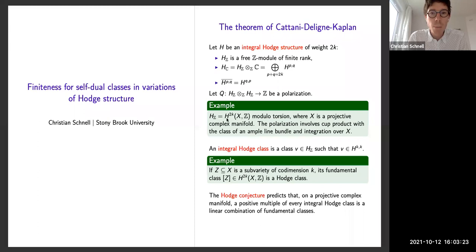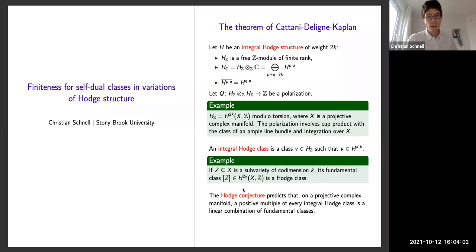A typical example would be, say, you take H^2 of a surface, then the pairing is basically just integration over X, except that there's a primitive part and a non-primitive part, and the signs are different. So there's something to do with the class of a hyperplane section. Anyway, the polarization usually looks something like this. And then an integral Hodge class is just a class that's purely of type (k,k) in this decomposition. The reason why people are interested in these classes is because fundamental classes of subvarieties are Hodge classes.